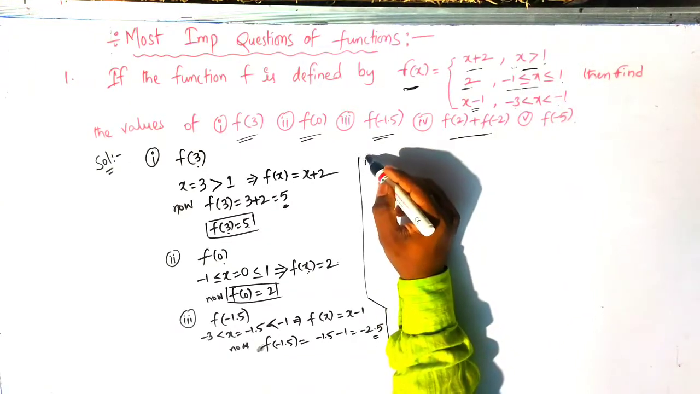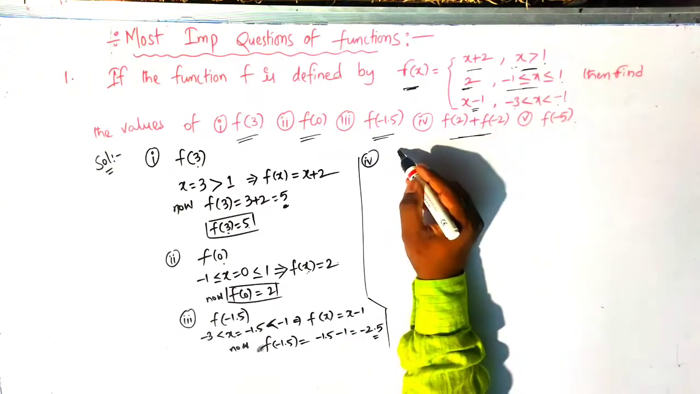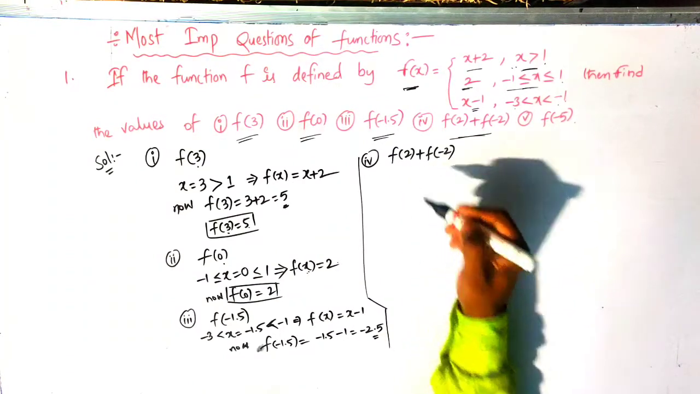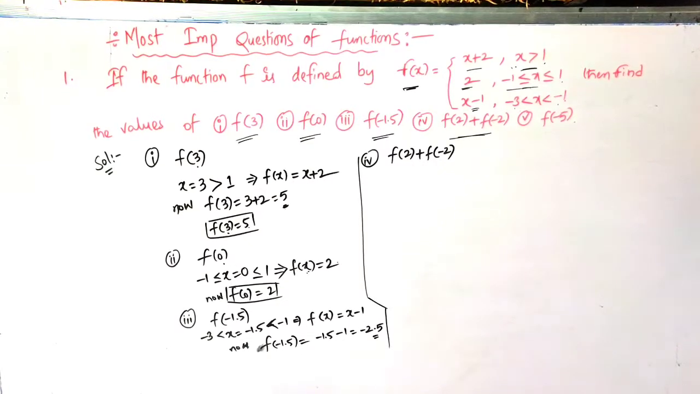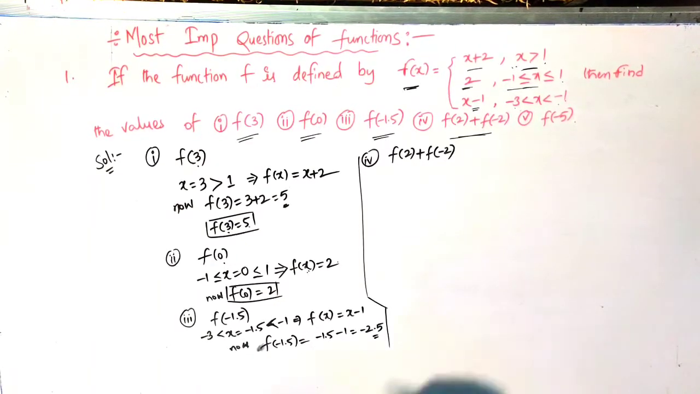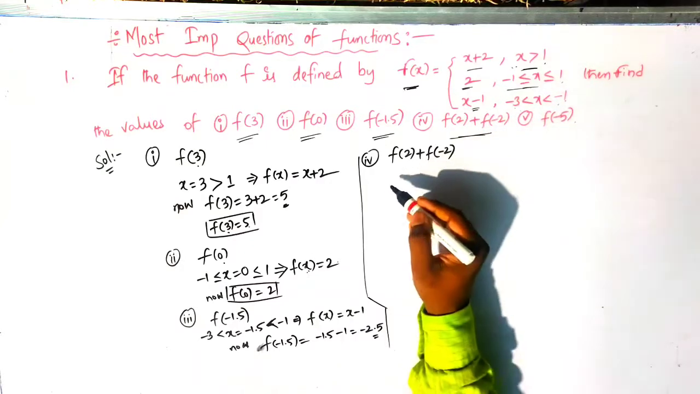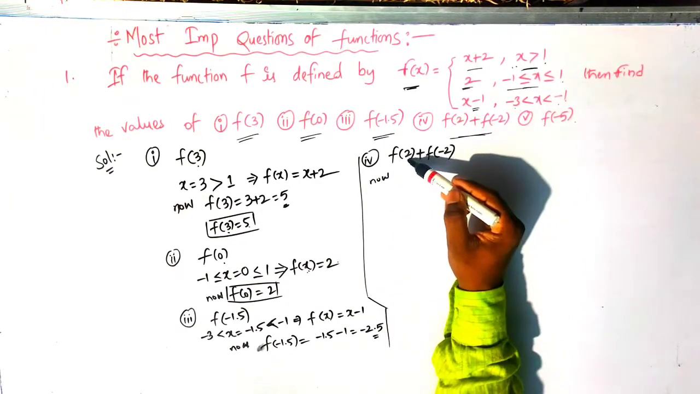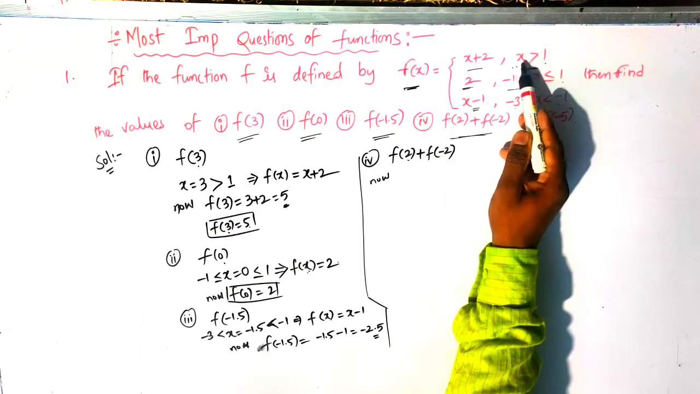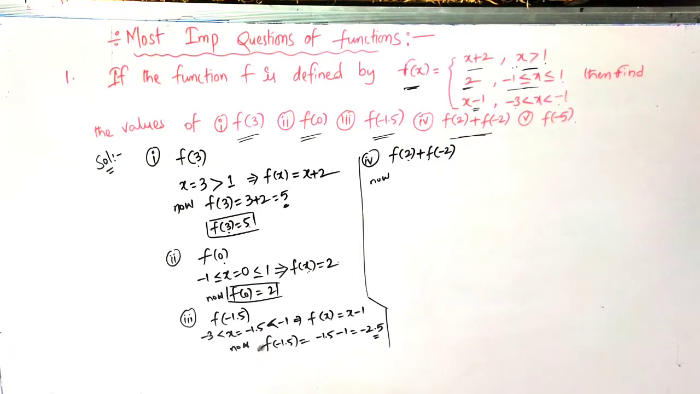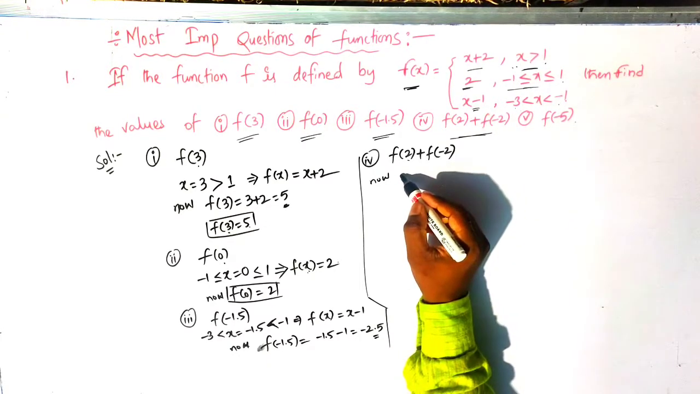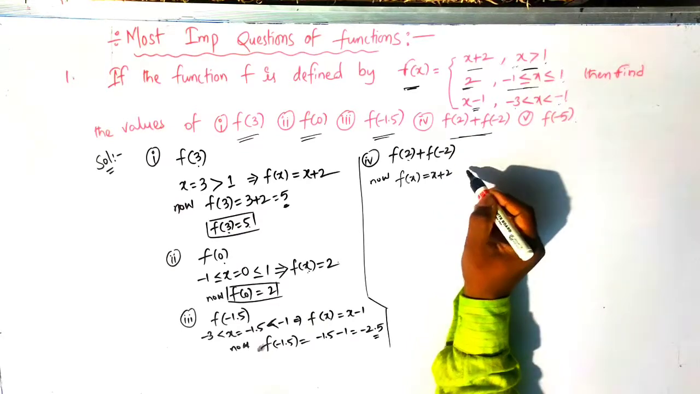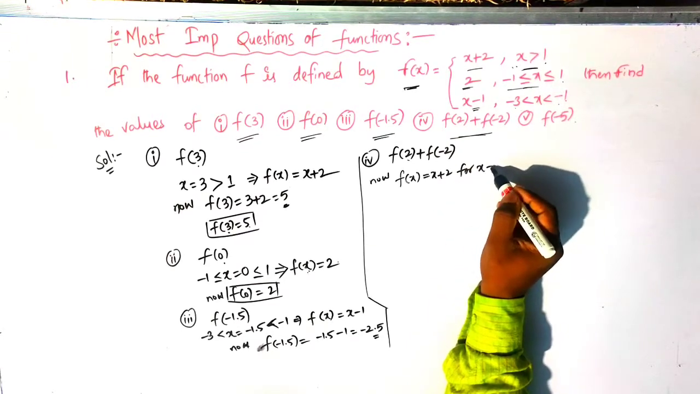Now fourth one. What is fourth one? F of 2 plus f of minus 2. F of 2 plus f of minus 2. F of 2 is nothing but belongs to first condition. So directly I will write. Clear? So f of 2 means here this belongs to greater than 1. That's why we take here f of x equals x plus 2. Okay. So f of x equals x plus 2 for x equals 2.